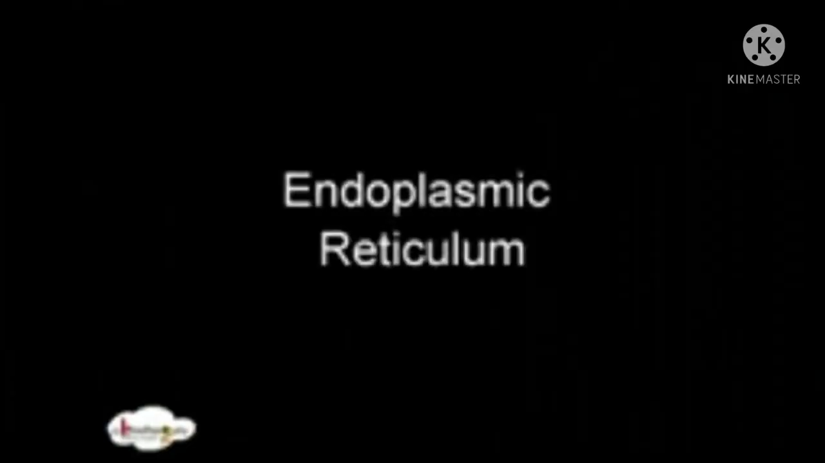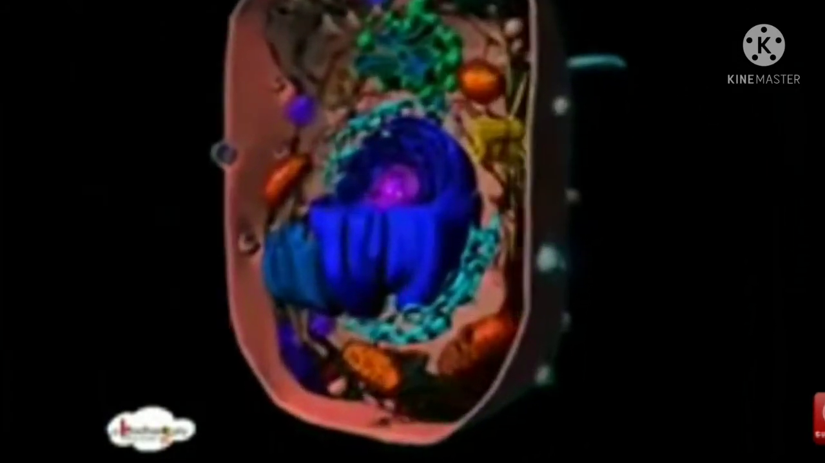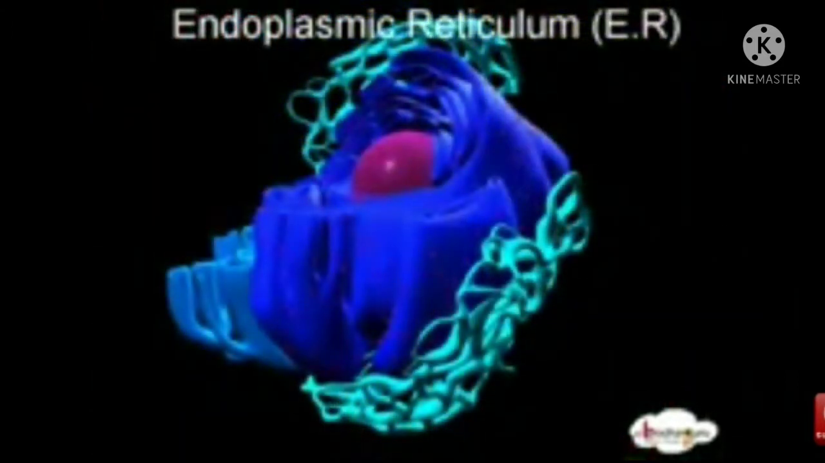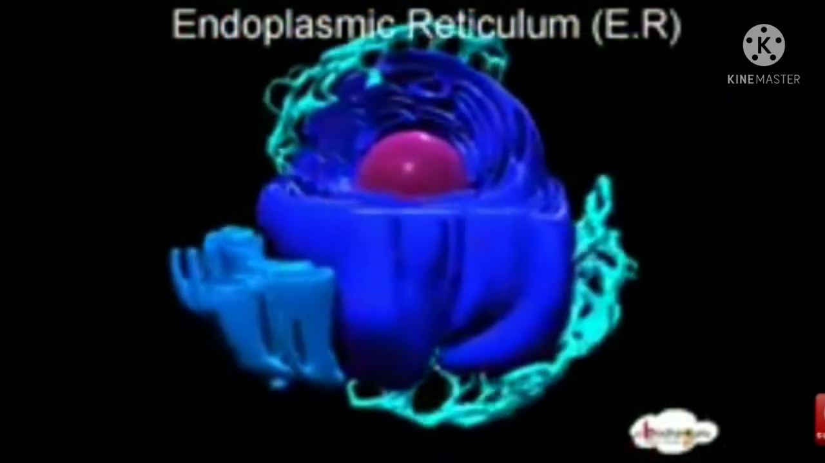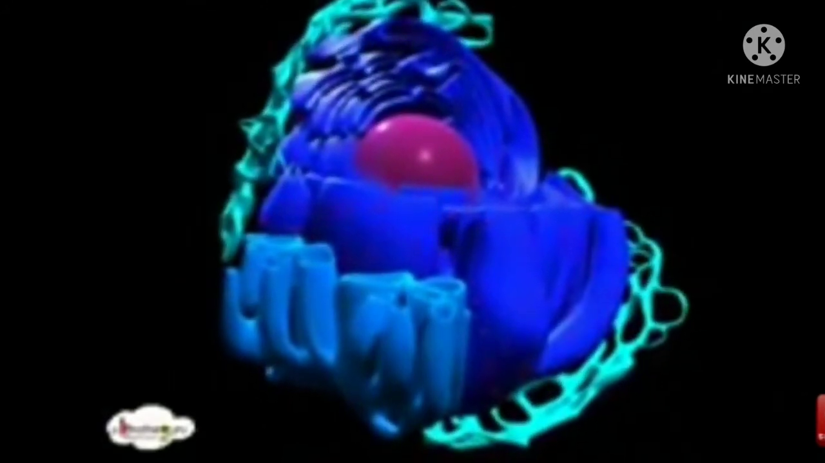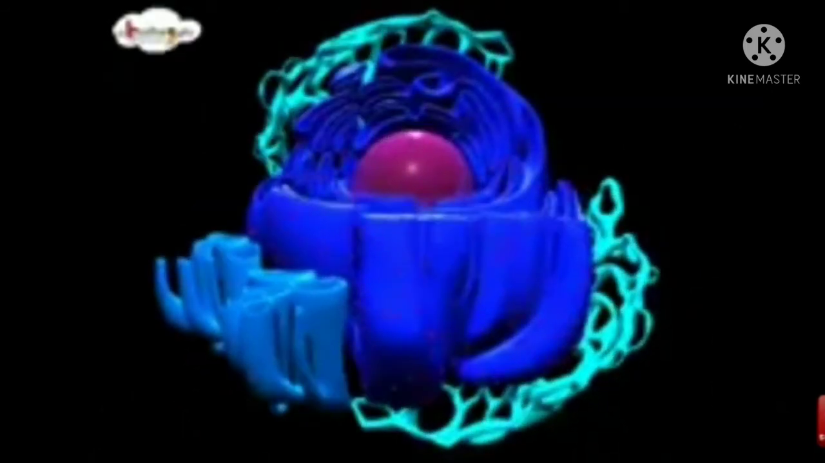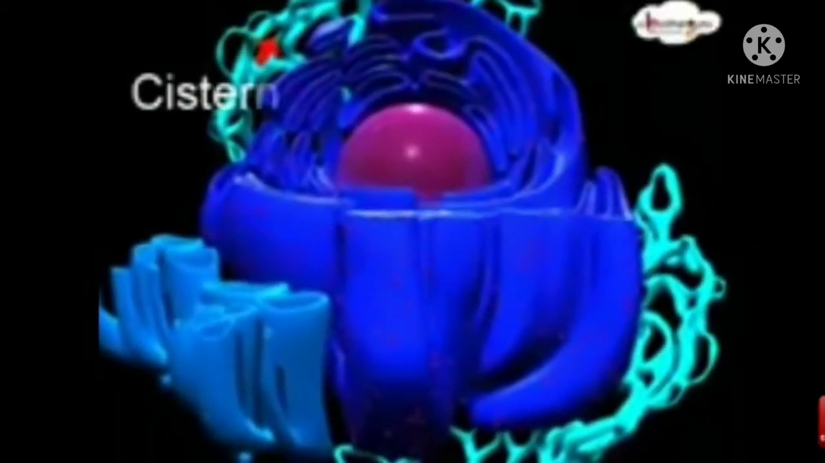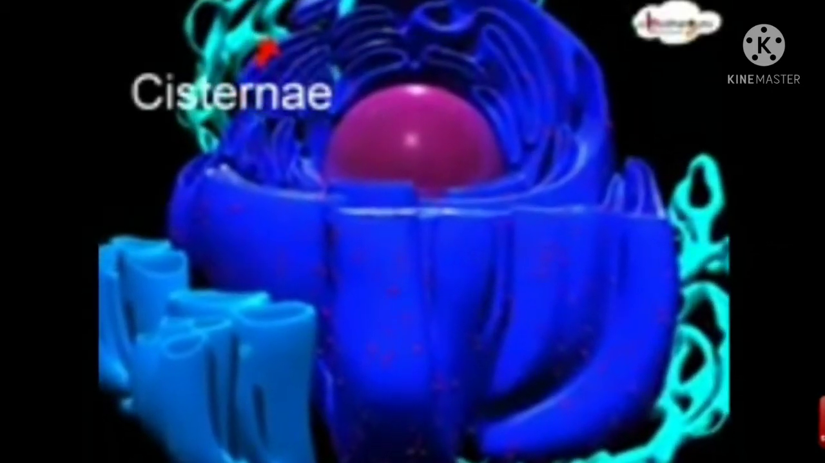My dear children, please follow this recap about the endoplasmic reticulum again. The endoplasmic reticulum, in short ER, is a membrane-bound organelle found in eukaryotic cells. The endoplasmic reticulum forms an interconnected network of flattened, membrane-enclosed sacs and tube-like structures known as cisternae.